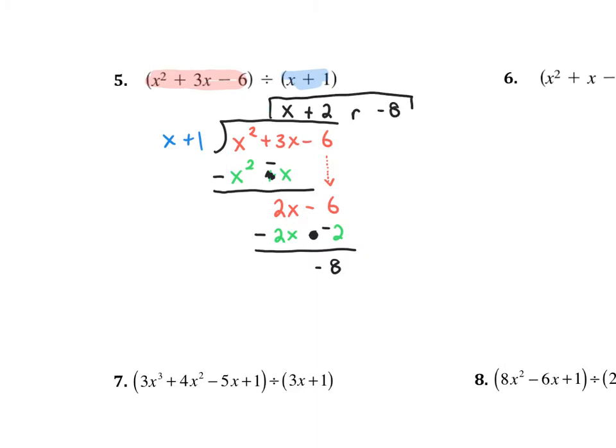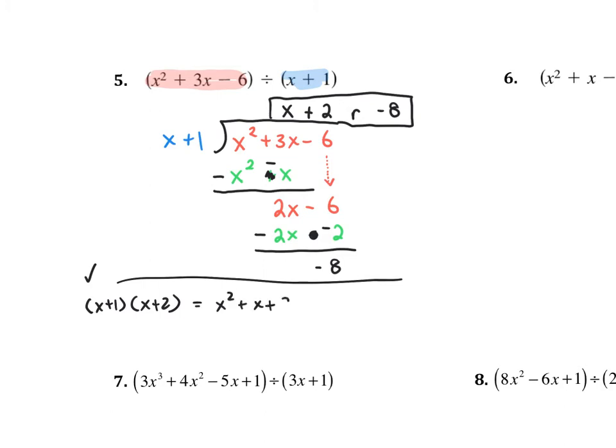Now, how do we know if we're right? Well, remember, if I were to multiply this times this and then subtract 8, I should get back to here. So let's go ahead and do the check real quick. I say x plus 1 times x plus 2. What does that give me? That gives me x squared plus 1x plus 2x plus 2. Where did that come from? Double distribute. X times 2 is 2x, 1 times x is x, and then 1 times 2 is 2.